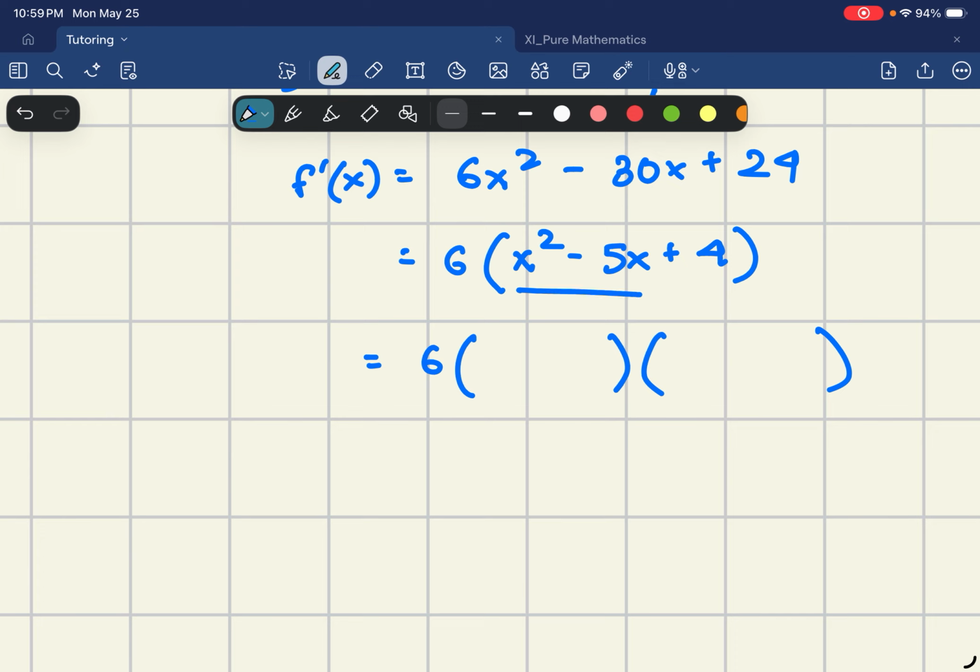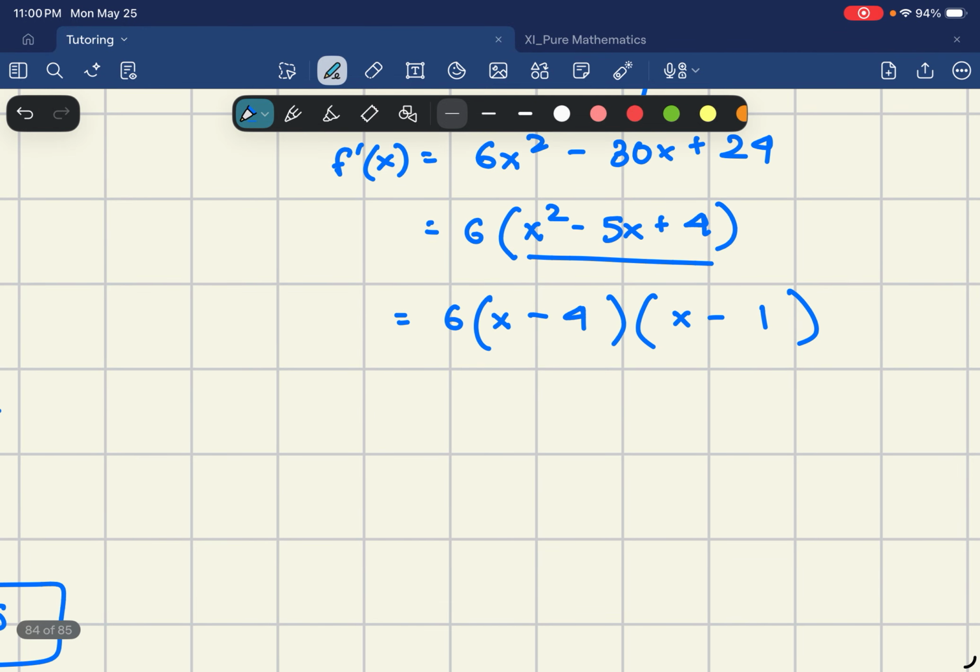I can now factorize this. And I can do it very easily. It's going to be this. Right? Think about it. So now we have done quadratic inequalities. We can solve this. So I don't need to worry about my constant factor. I have to worry about this. Because 6 is positive, it's not going to affect anything. This will determine whether my f dash of x is positive or negative.